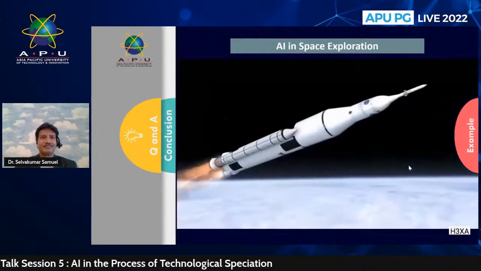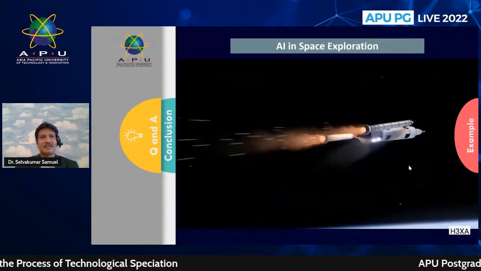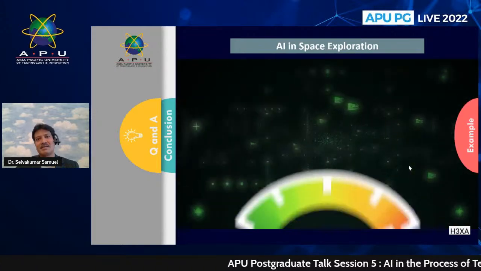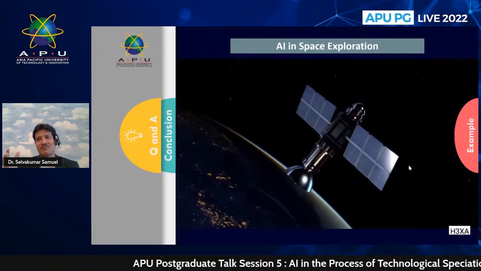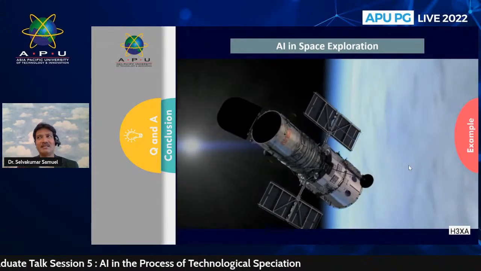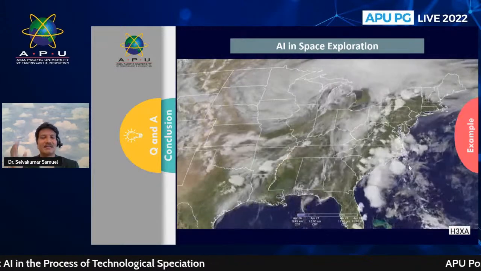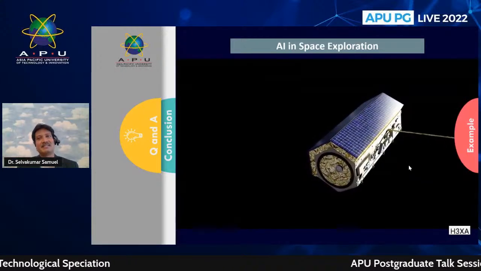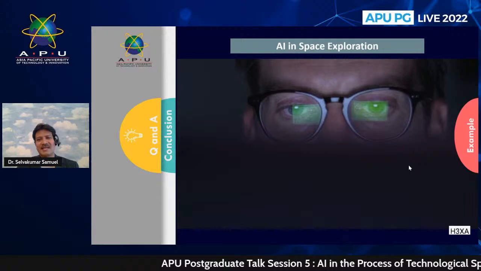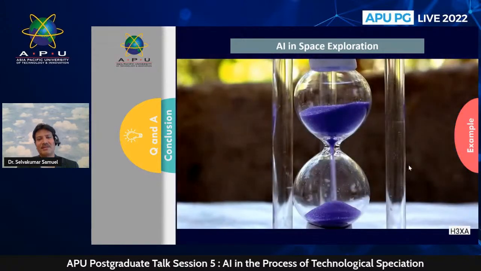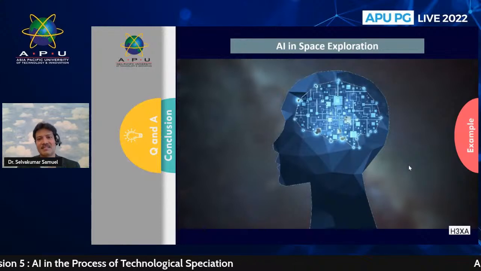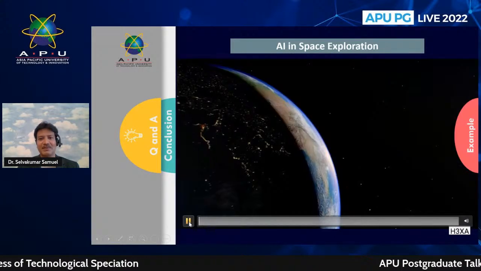Second example, application of AI in space exploration. I mean, application of artificial intelligence and computing technologies, computing innovations into space research and exploration as well. It is undeniable that the impact of AI is in all fields, including space. For example, what you see here, maybe let me play the video again.